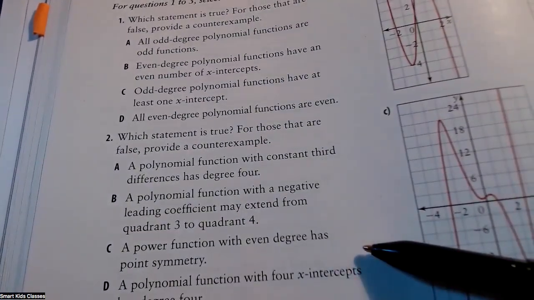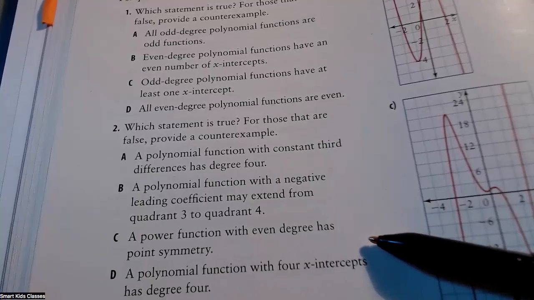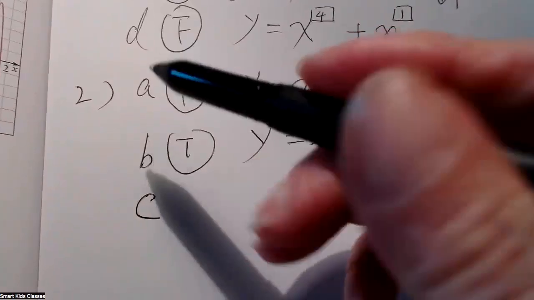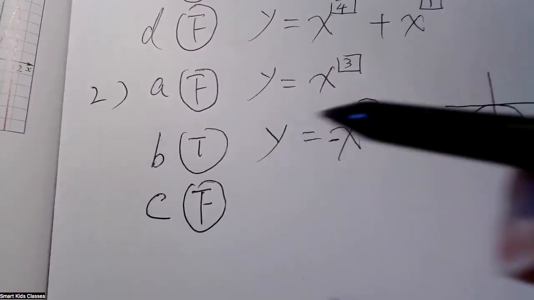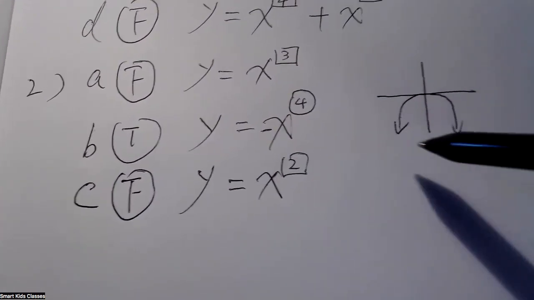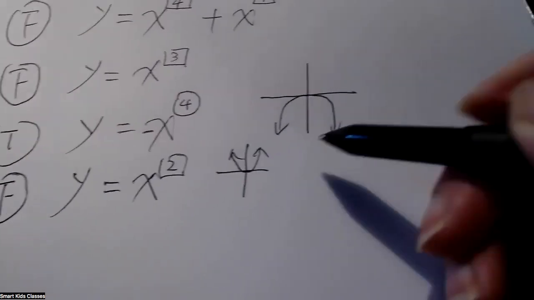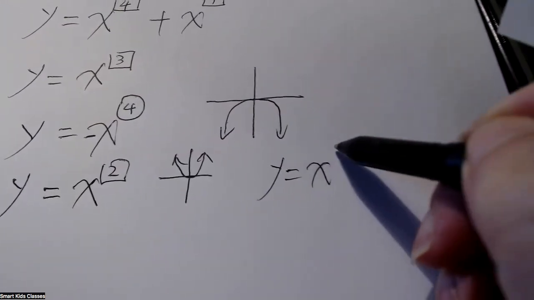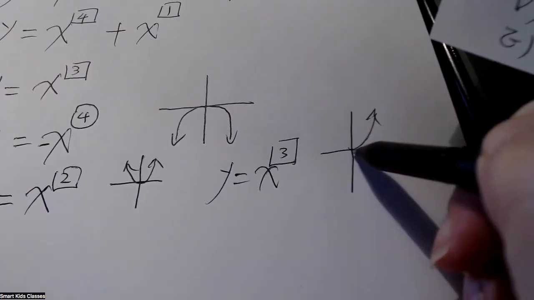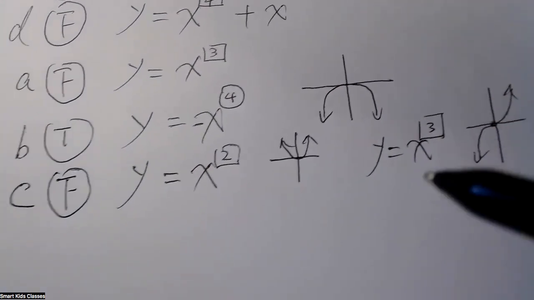So for a power function with even degree have a point symmetry. So even degree is line symmetry. So therefore C is false. So you can put y equals x exponent 2. So it's a line symmetry. So if y equals x exponent 3, it's a point symmetry like that. So that's an odd degree. So only odd degree has a point symmetry, rotational.